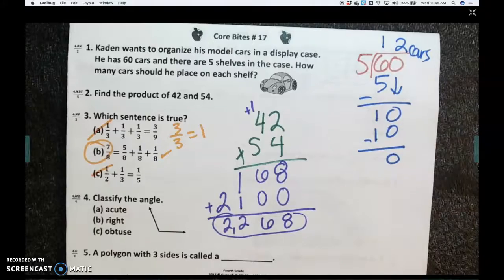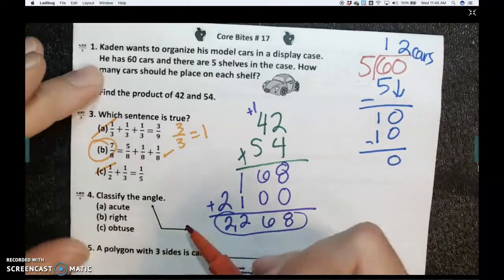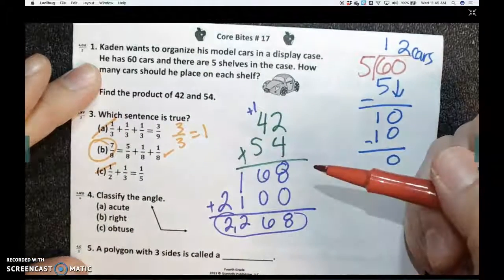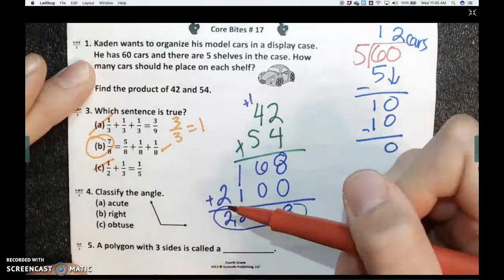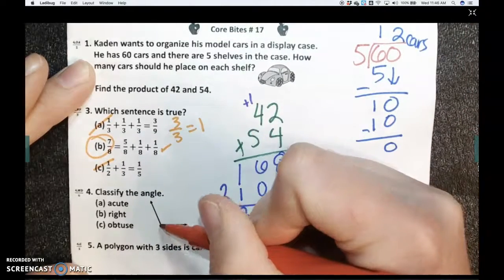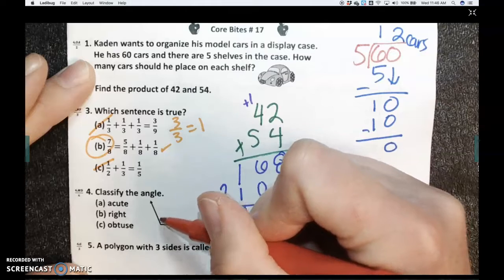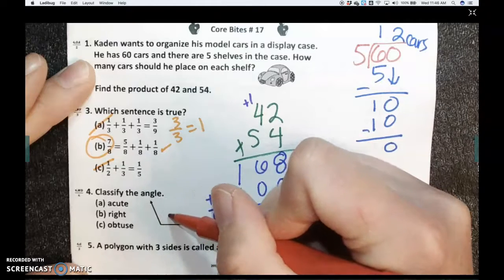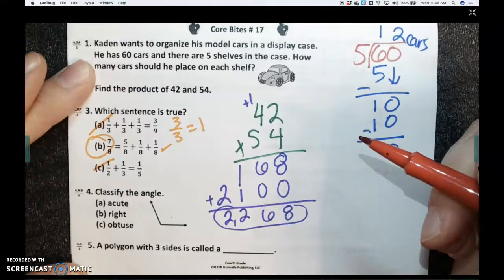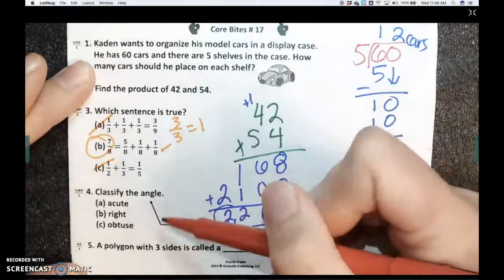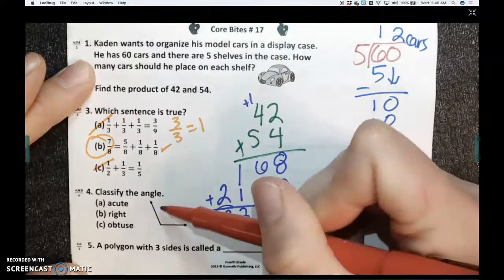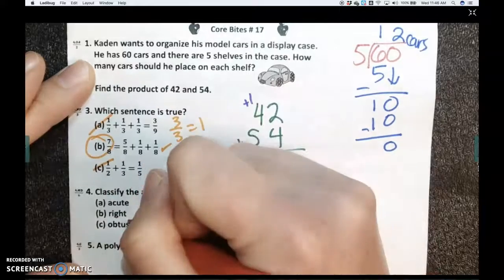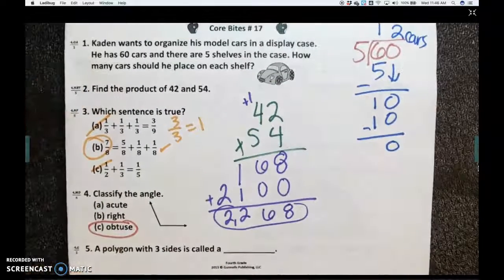For number 4, it says classify the angle. So if you know anything about geometry, if it's a small angle, it's acute because it's so cute. If it is a right angle, it would be right at 90 degrees and it would have that little box showing you that it's a right angle. If it's obtuse, it's anything over 90 but less than 180. So because this one is over 90, it is obtuse.